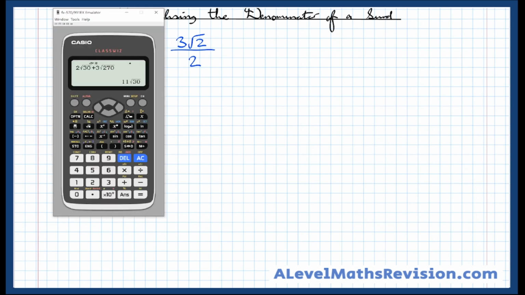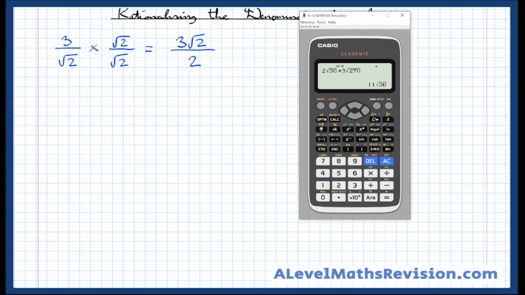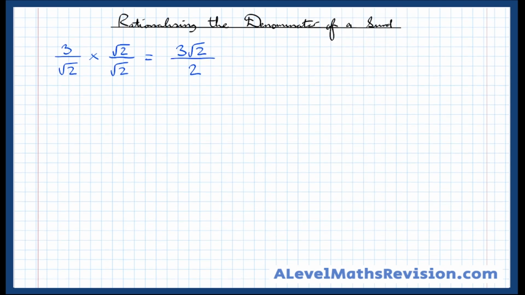Just to check that on the calculator, let's put the original question in there. 3 over root 2 indeed becomes 3 root 2 over 2. So that's how you rationalise the denominator of a surd: you multiply by the surd part over itself. In circumstances like this, which is quite a simple type of problem, there are exceptions to this, which we'll go through later. But let's do a few examples of this now, just to get this underway.